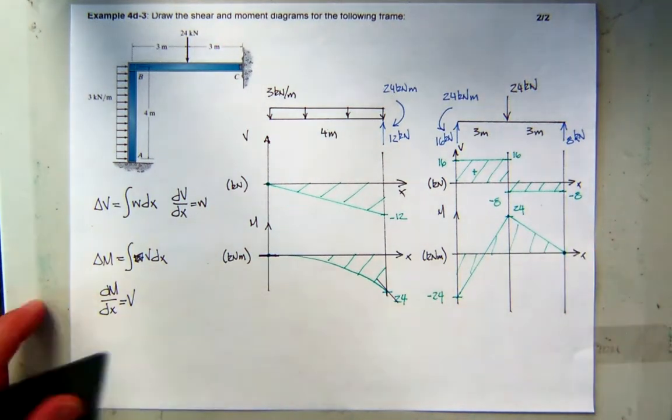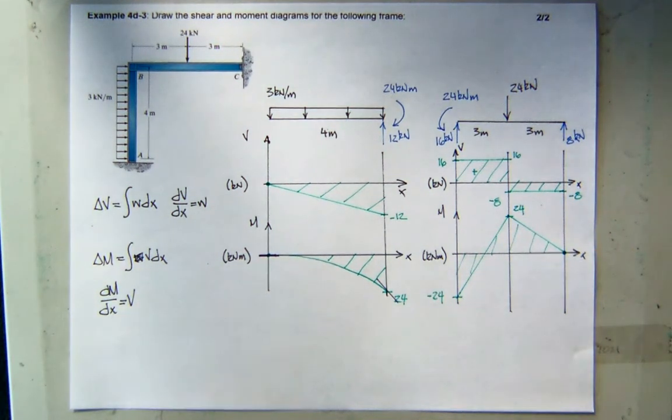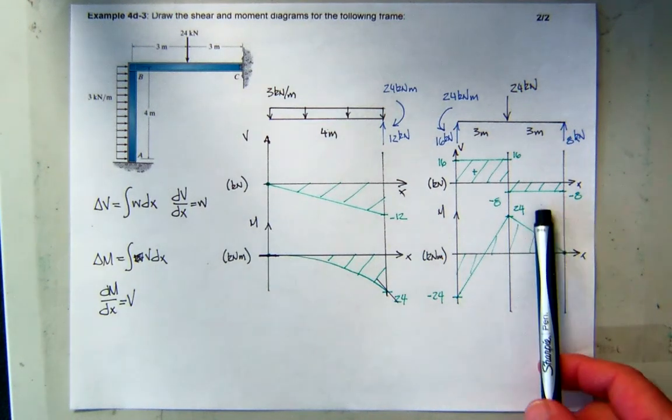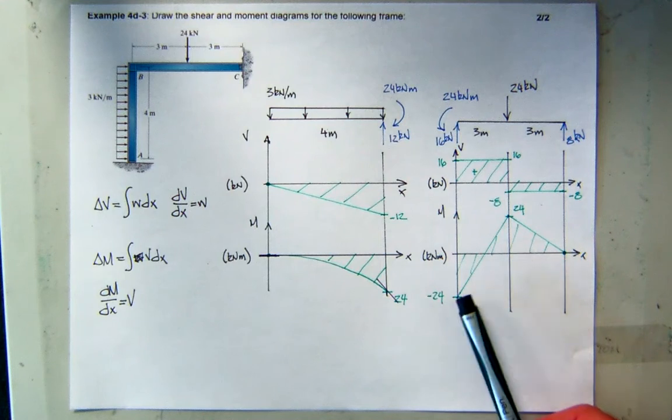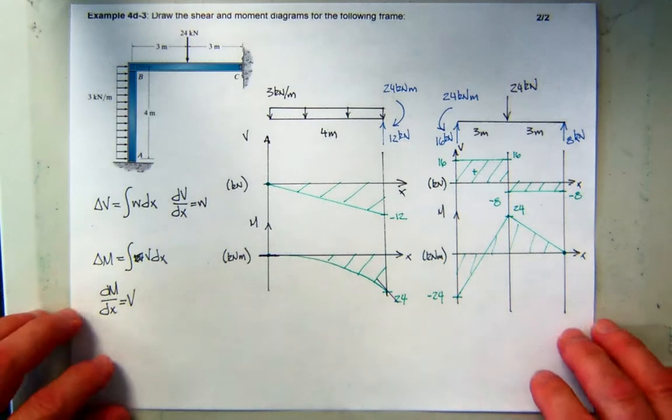So where's the maximum moment in the section BC? Tricky question. Where's the positive bending moment in BC? Yeah, it'd be 24, which happens right in the middle. Where's the maximum negative bending moment? That's exciting. You guys like that one?